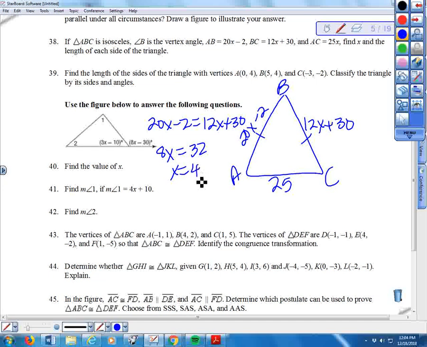So I found x. Now I just have to plug it in. So AC is 100. This is an x. This side's 100. When I put 4 in for x in here, that's 80 minus 2 is 78. And this better be 78 because I set them equal. So 12 times 4 is 48 plus 30 is 78. So these two sides are 78 and this side is 100.